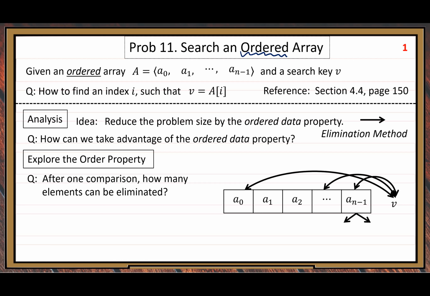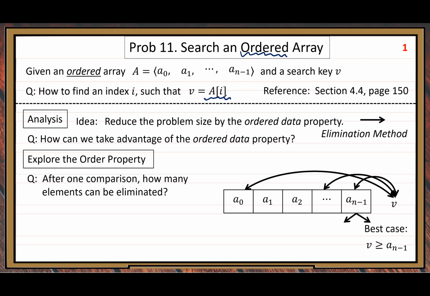There are two possibilities. The first one, the best case: V is greater than A sub n minus 1. Or we can say greater or equal, including the equal, because when V equals the last element, it's also the best case. The best case means after one comparison, we get the search result. Only one comparison, and we can make our conclusion. The conclusion is if V equals the last element, then we find it. We can return the index I for which A of I equals V. That's the solution. Or in another case, V is strictly greater than the last element, then we can also make our conclusion.